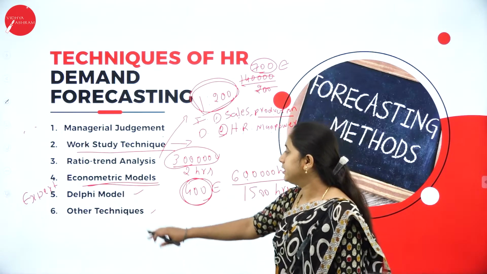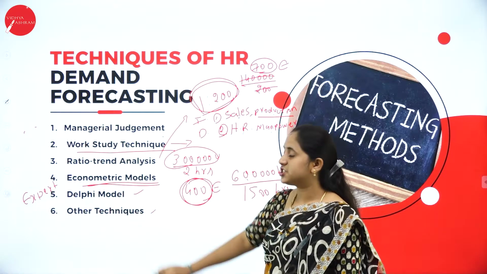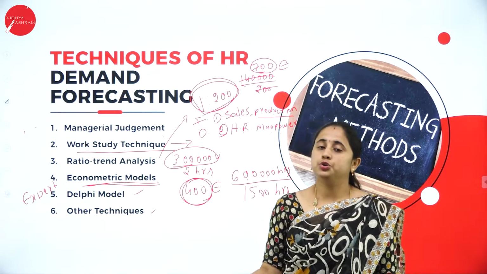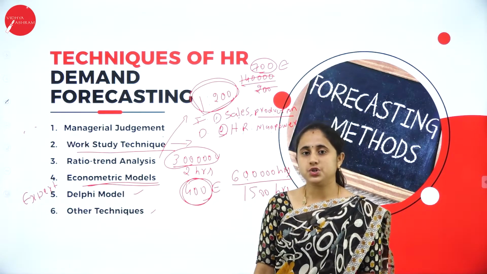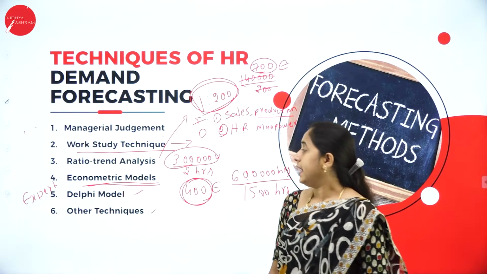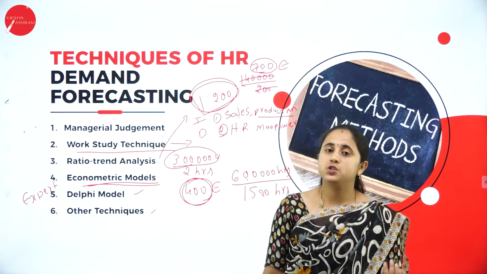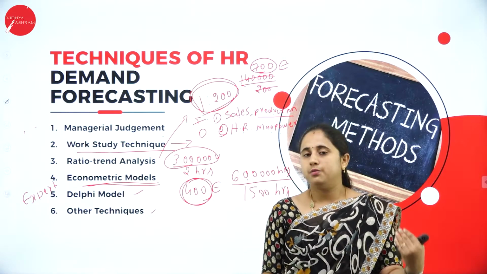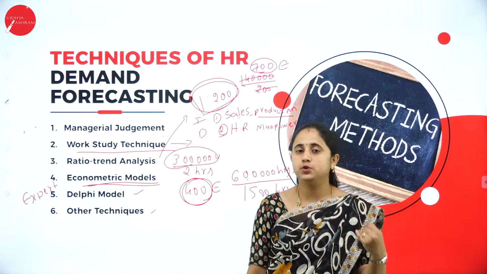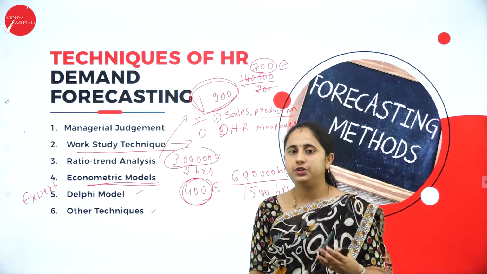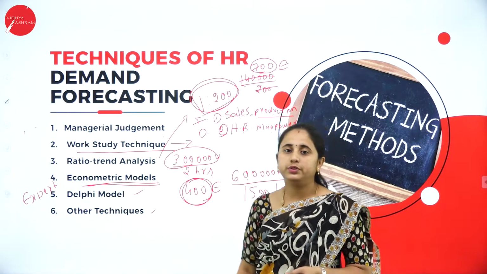So last one, other techniques. What are the other techniques apart from these 5 techniques? Those techniques are the organizational cum succession plan. Through the organizational cum succession plan, we can predict the human resource requirement for the future. Next, estimation based on the techniques of production. So what are the techniques which we use for the production process? Modern techniques will reduce the manpower. So the technique we use for production will influence the human resource requirement. So that is one of the factors.